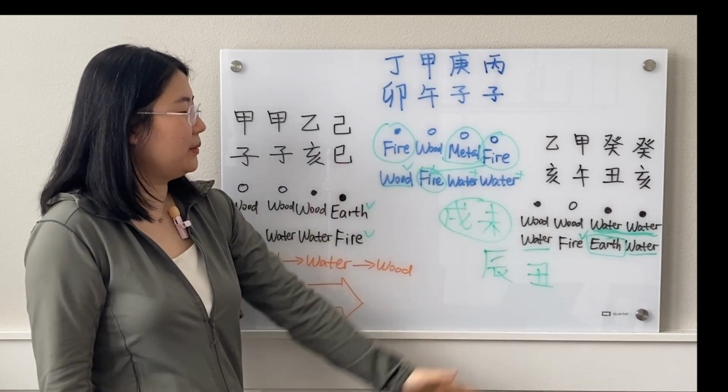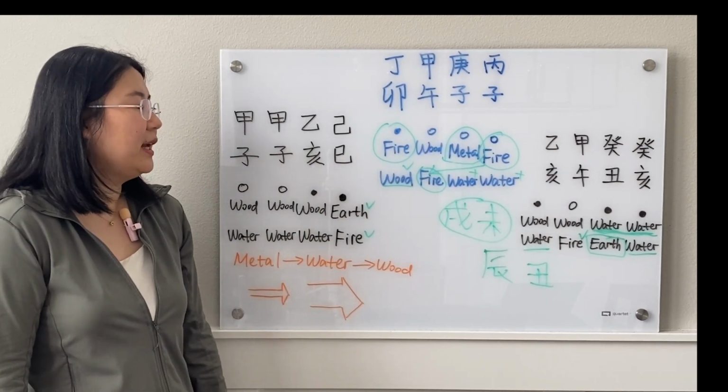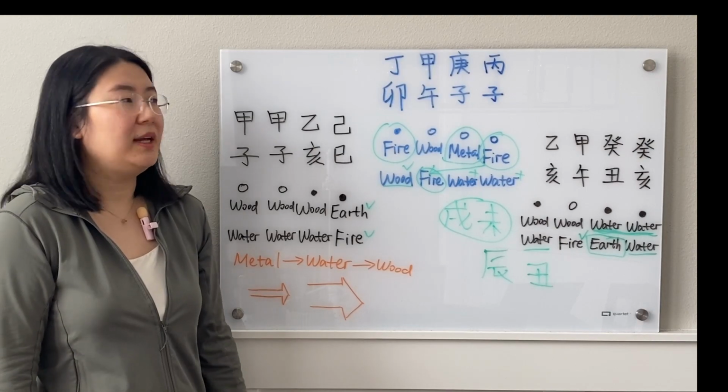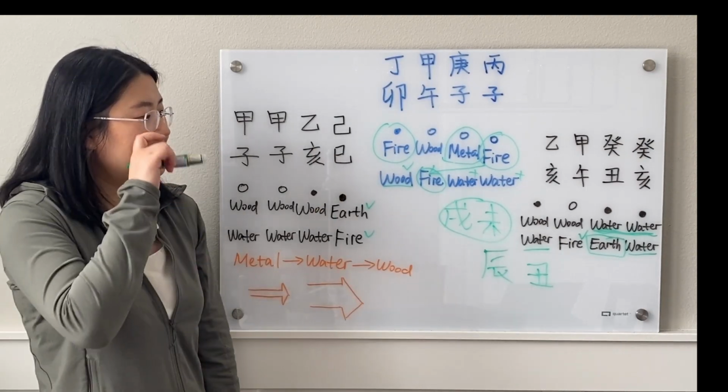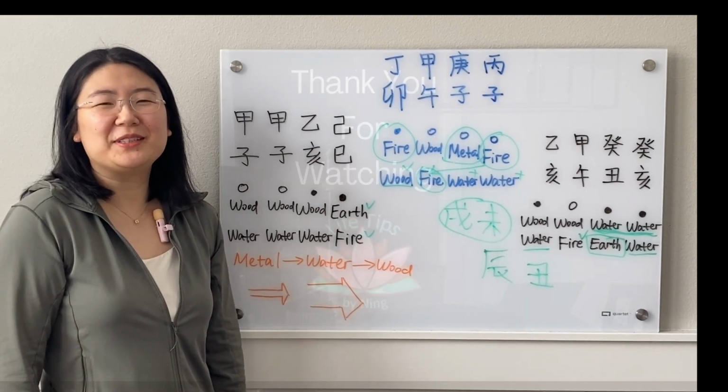So this is just a quick case study to illustrate how to find the favorable element and how to analyze a Bazi chart. Hope you enjoy it, and I will see you next time.